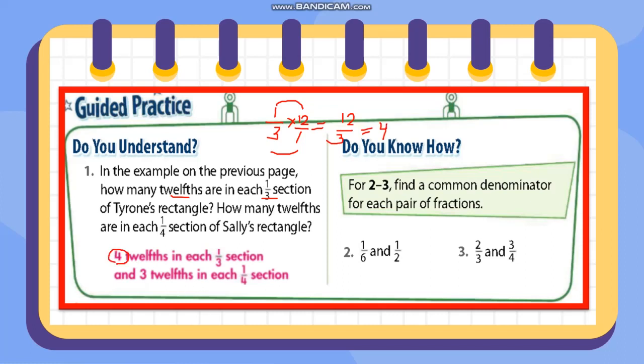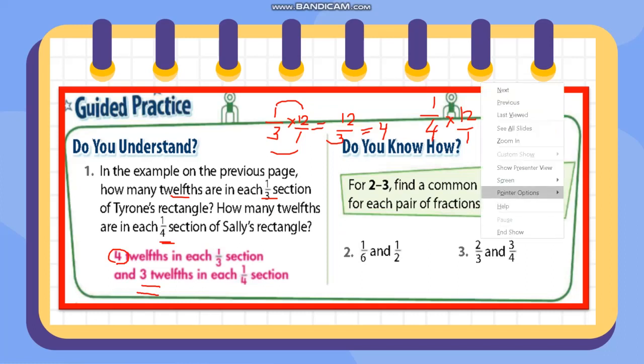Then the other one is 1/4. Then 1/4 multiplied by 12. So 12 over 1, this becomes 12 over 4, and 12 divided by 4 is 3. That's why there are 3 12s in each 1/4 section.